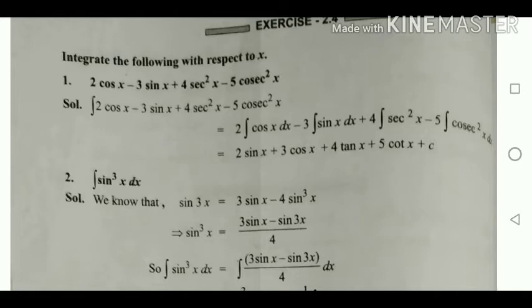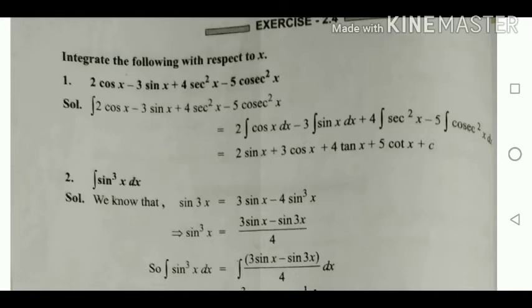Before the example sums, you have these types of formulas. So memorize the formulas well. They are very easy to understand as well as to memorize. When cos x is integrated, you get sin x, whereas when sin x is integrated, you get minus cos x. That is the only logic.